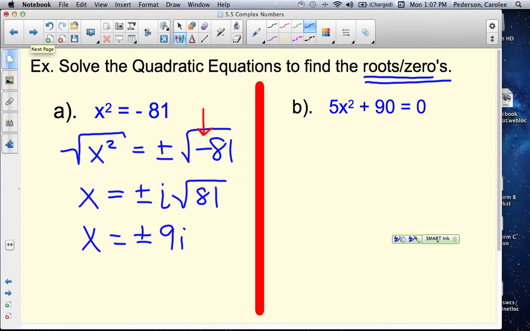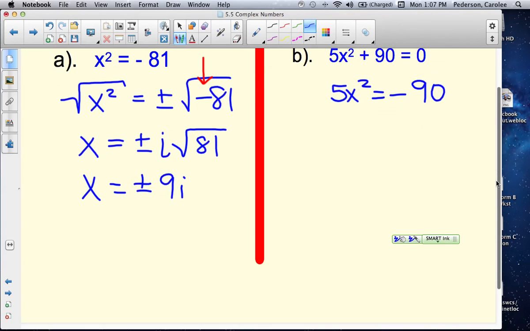Let's go on to example B. 5x squared plus 90 equals 0. So we'll solve by undoing. We're first going to undo the plus 90, so we're going to subtract 90. Then what would we undo next? The 5. So divide both sides by 5.